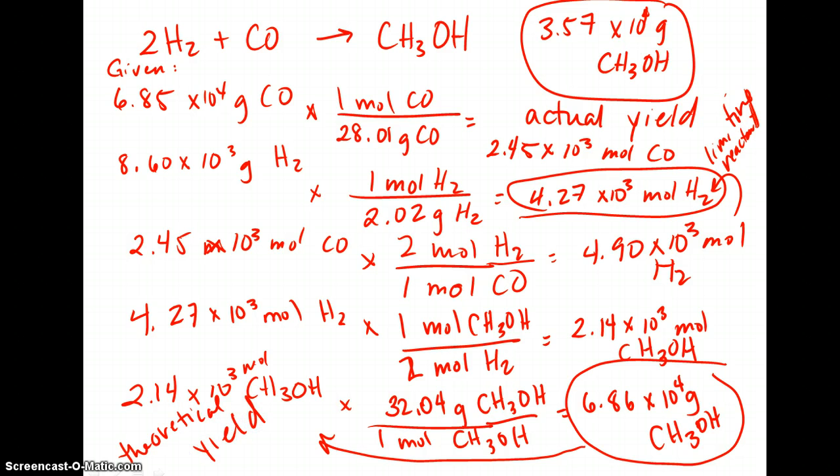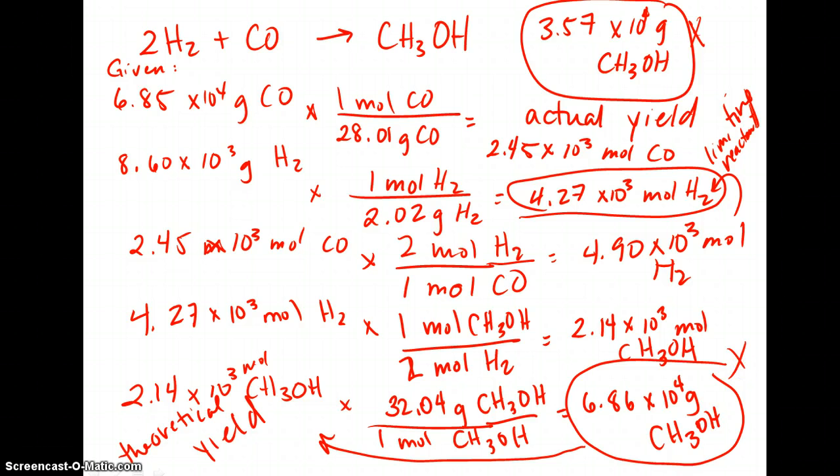So when you do the calculation, how much should you get of a product based on theory? Notice that here I have 6.86 times 10 to the fourth grams of methanol, but in reality, how much did I really get? I got almost half of that in the lab. Theoretically I should have gotten this much, but in actuality I got that much. So what percent yield did I get? In other words, what percentage of what I expected did I actually get? I take these two numbers and turn this into a percentage.